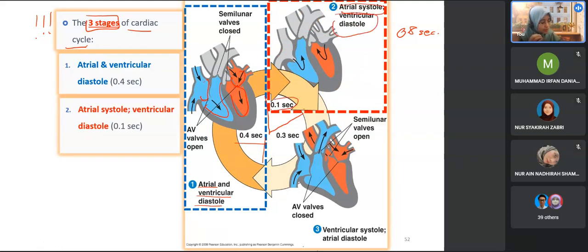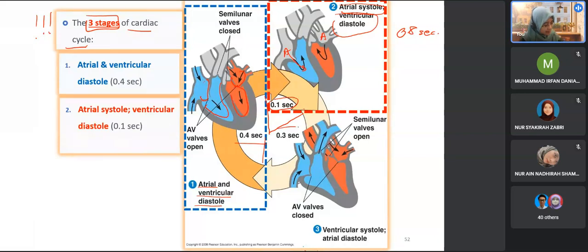Okay, so next is the atrial systole and ventricle diastole. So this is 0.1 second. After all the chambers of the heart are filled with blood, the next chamber that needs to contract is obviously the atrium lah, kan? So the atrium will contract to make sure the blood in the atrium enters into the ventricles. All the blood in the atrium is pumped into the ventricle. The ventricle will remain relaxed at this point also. Ventricle akan still dalam keadaan relax, akan still dalam keadaan diastole. Okay, so that is 0.1 second.